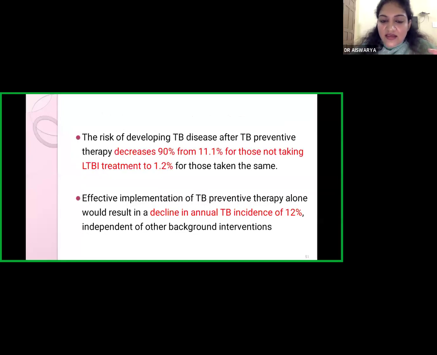It is said that giving TB preventive therapy will decrease the risk of developing TB by 90%. That is from 11% for not taking infection treatment to 1.2% for those who took it. So it's important that effective implementation of TB preventive therapy alone can result in a decline in annual TB incidence by 12%.